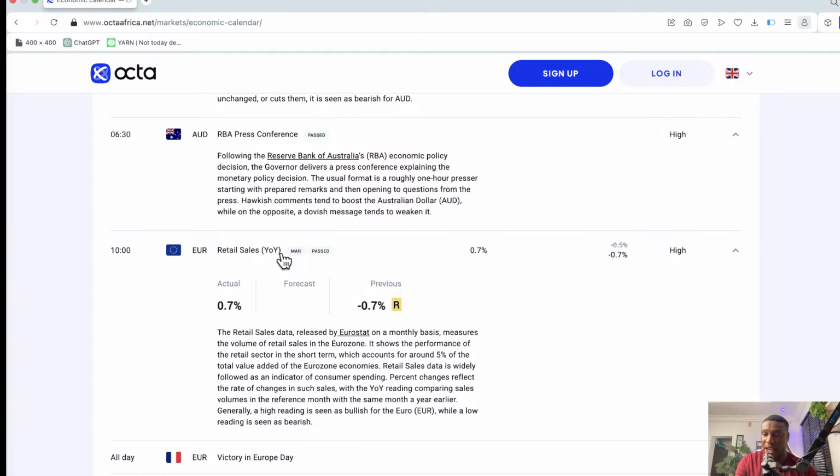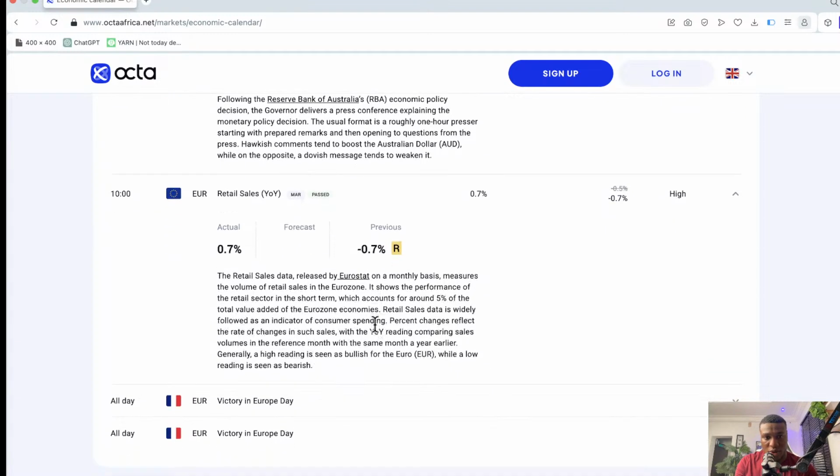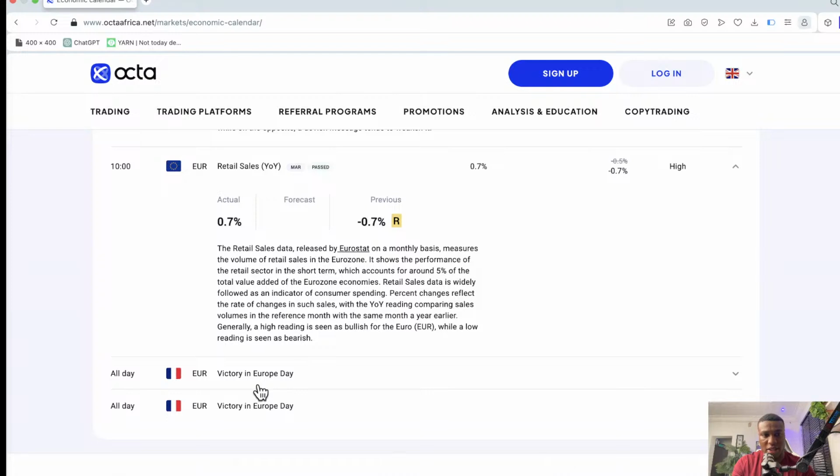Now, for traders and investors generally, it's a key economic indicator that we use to measure the growth or the contraction of consumer spending in an economy. And as you can see right now, generally a high reading is seen as bullish for the euro, while a low reading is seen as bearish. Obviously, we got a high reading, and we're also going to look at the chart and see how this would impact the euro. And finally, on the economic calendar today, we have Victory in Europe Day.